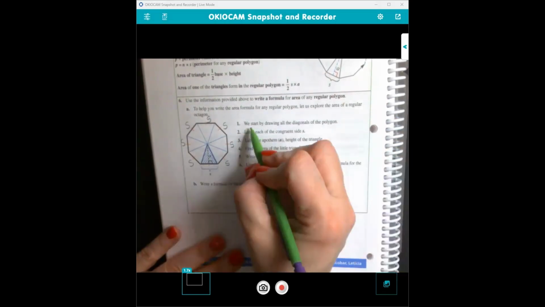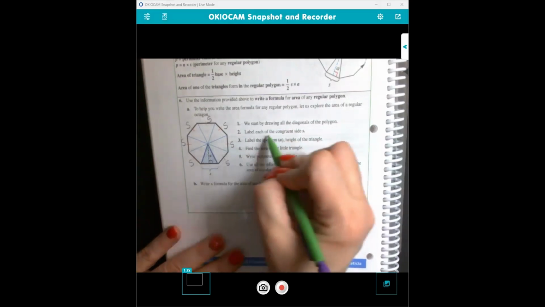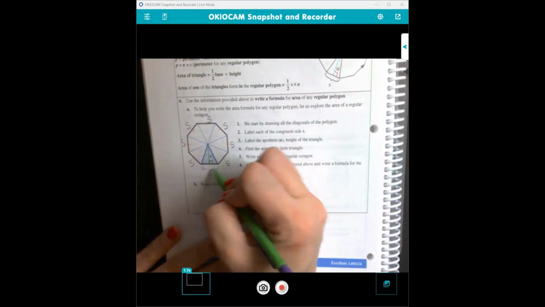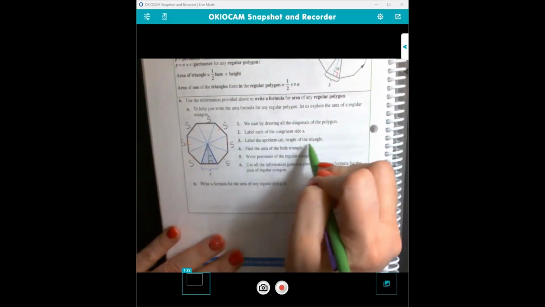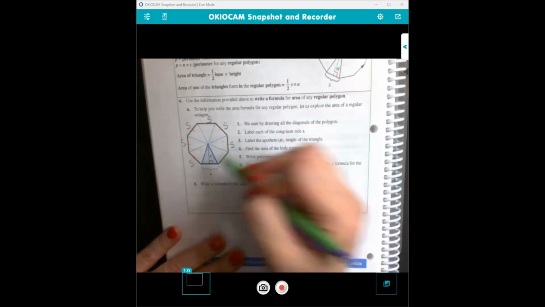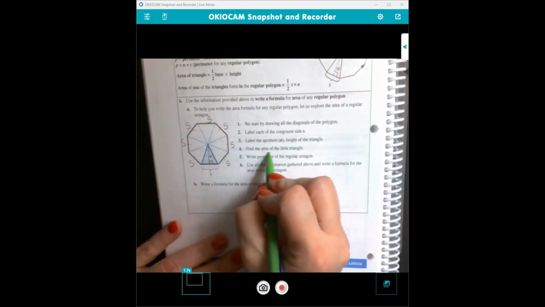So we start with drawing the diagonals. We already did it. We label each side s, which we already did. We're going to label the apothem, which is the height of the triangle. See, I did already. And then we're going to find the area of that little triangle.